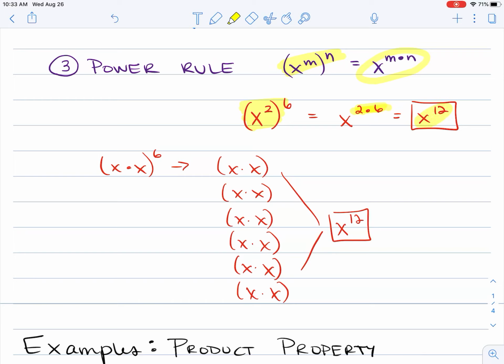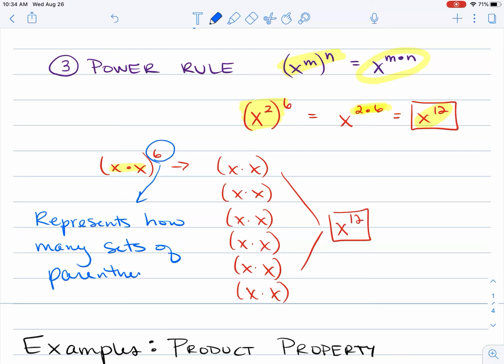If you are not a fan of that, again, just showing you the other way, I expanded the inside. And then I just want to note a reminder, I talked about this yesterday, but that 6 represents how many sets of parentheses there are. So you can see then here on the right, I then wrote 6 sets of those two, and when you count, you get x to the 12th. So that's just a quick rundown or review of the properties that were talked about yesterday.